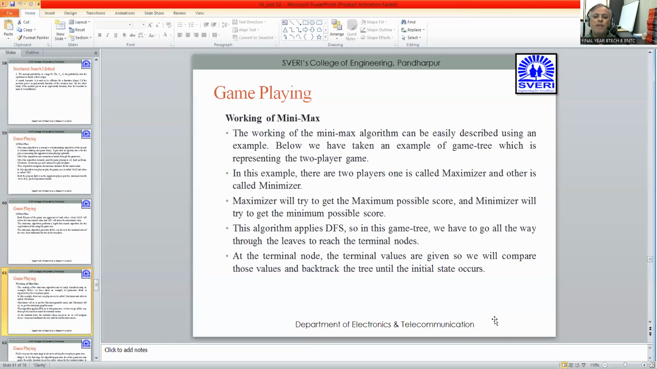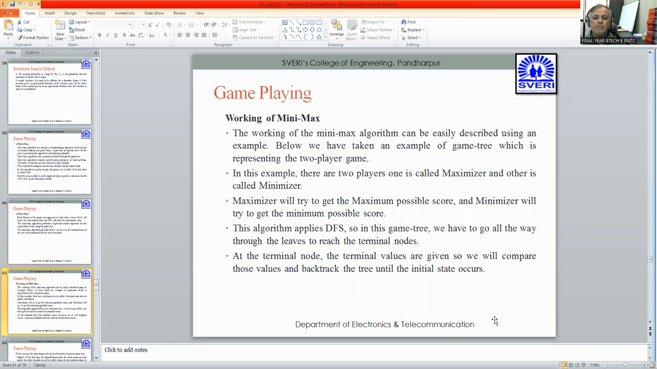This algorithm applies DFS. So in the game tree, we have to go all the way through the leaves to reach the terminal node. So DFS search, you know what happens in depth first search? We have to go to each and every node till it reaches the destination. So that kind of a game tree is where the Minimax algorithm is going to work.